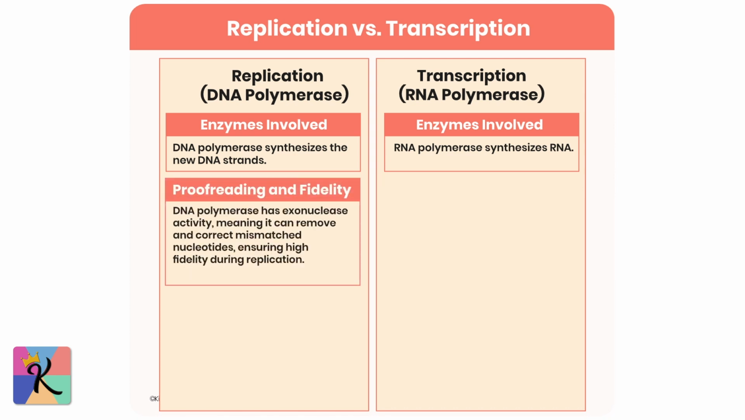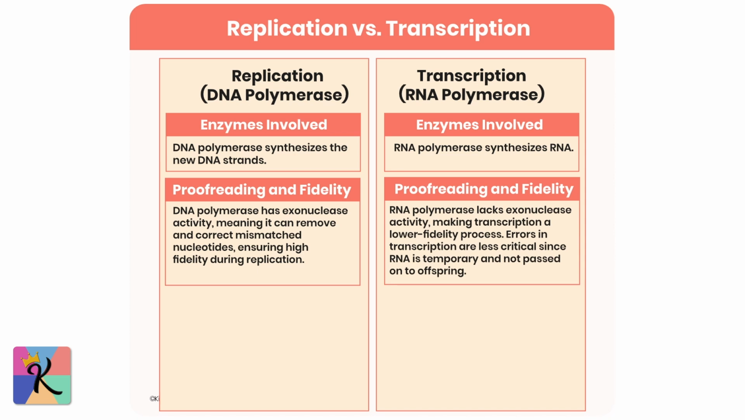Another critical difference lies in their proofreading abilities. DNA polymerase has exonuclease activity, meaning it can remove and correct mismatched nucleotides, ensuring high fidelity during replication. In contrast, RNA polymerase lacks exonuclease activity, making transcription a lower fidelity process. Errors in transcription are less critical since RNA is temporary and not passed on to offspring.